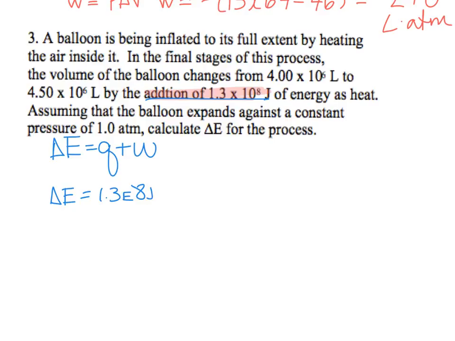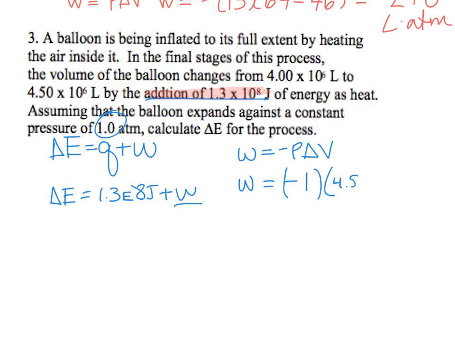Awesome. So now we need to find work. That's the one thing we don't have. And once we find work, I can plug it in here and solve for that internal energy. So let's go ahead and solve for work. Work then is equal to negative P delta V. I better get a negative one is all I have to say. Negative, my pressure is 1 atm, right there. And then my volume is 4.5 e to the 6th minus 4 e to the 6th.